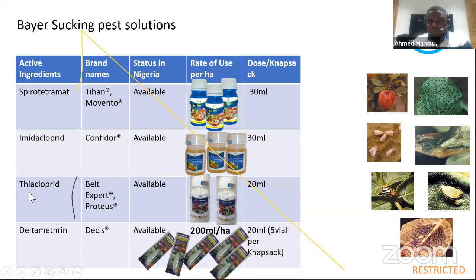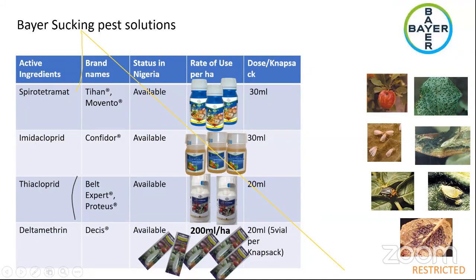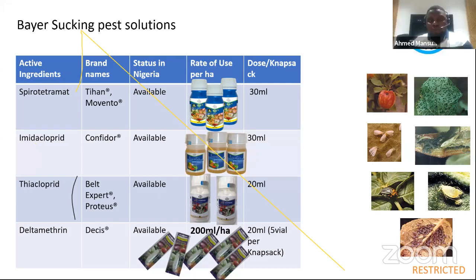The third product we'll communicate is thiacloprid. Thiacloprid is our innovative active ingredient we developed also to control sucking pests, and it's available in two brand names: one is Belt Expert, the other one is Proteus. We have Belt Expert available in Nigeria, and you need only 2 bottles of that per hectare, 200 mils, which is 20 mils per knapsack.